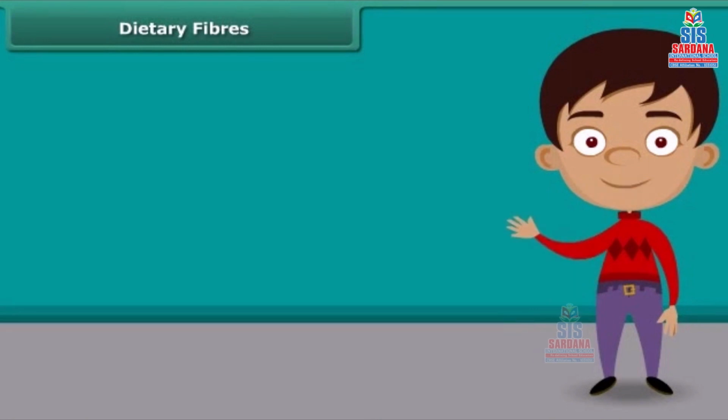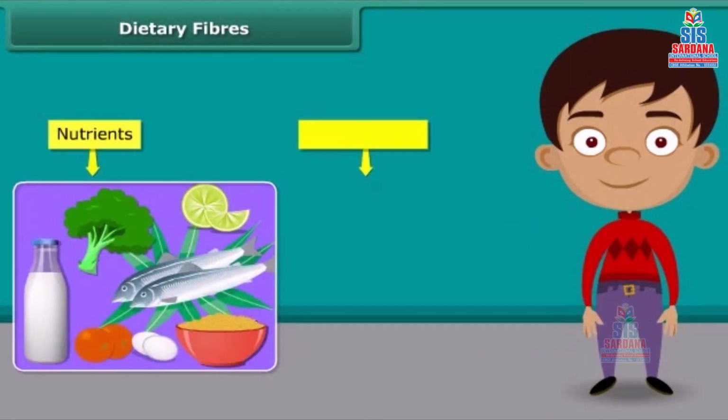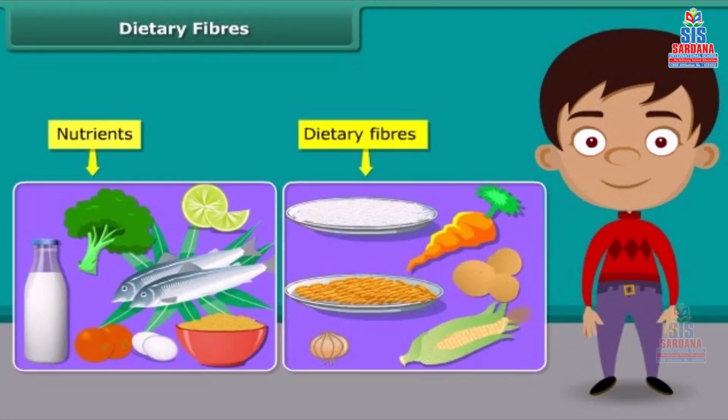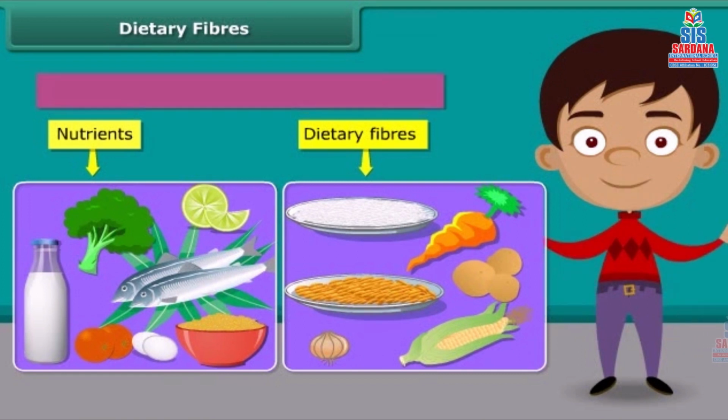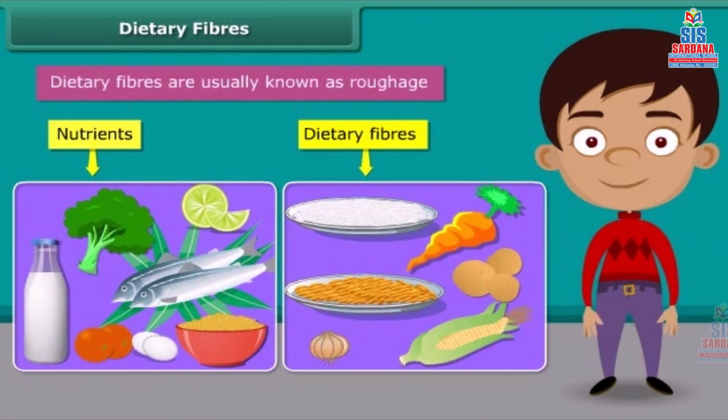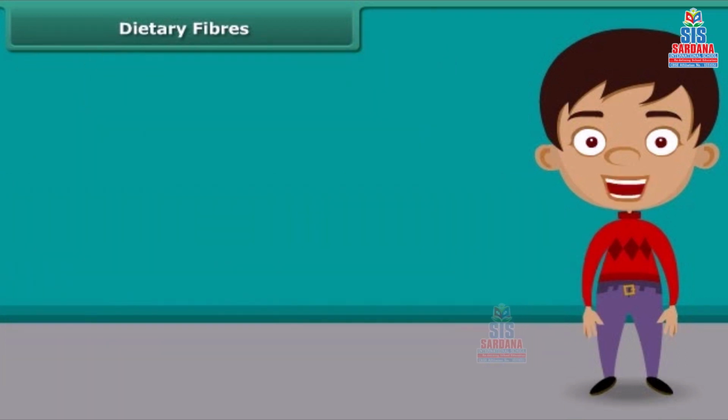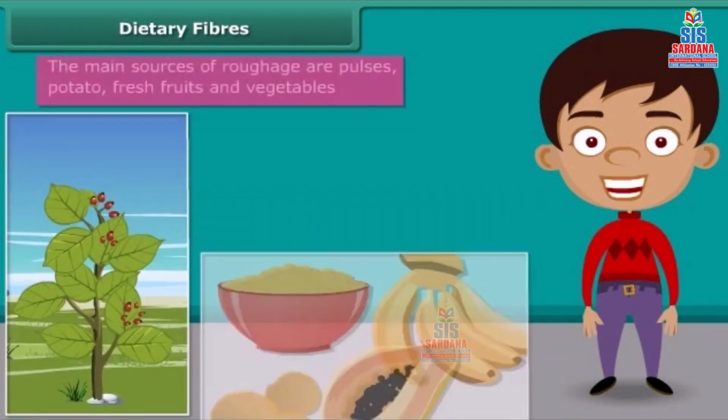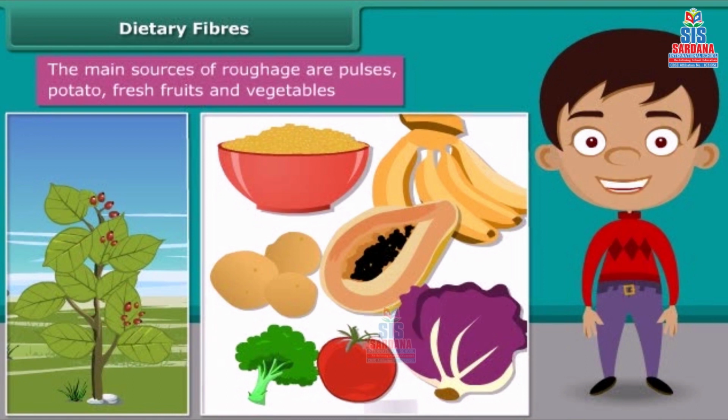Dear friends, do you know that besides nutrients, dietary fiber also plays an important role in our body? They are usually known as roughage. You need to know that roughage does not provide any nutrition to our body, but adds bulk. They are found only in plants, with pulses, potato, fresh fruits and vegetables as the main sources of roughage. This helps our body to get rid of the undigested food.